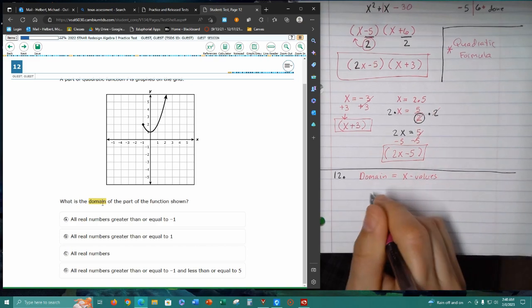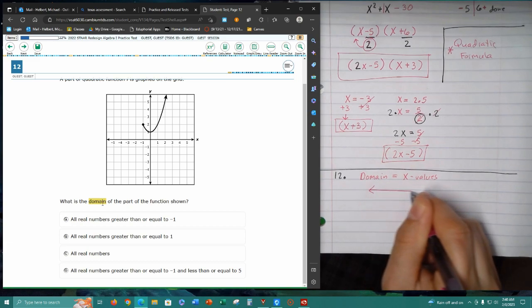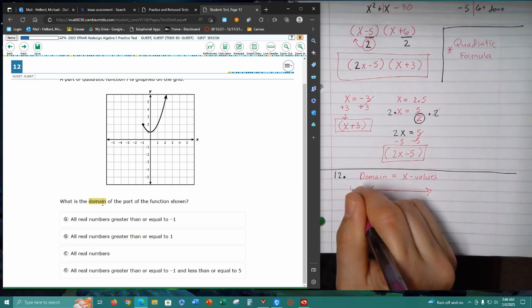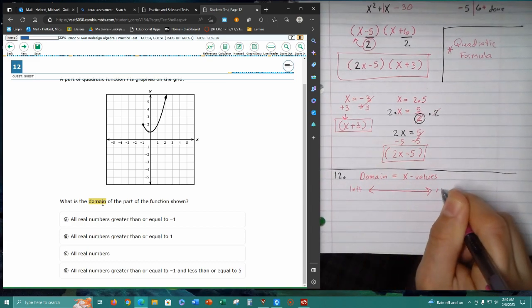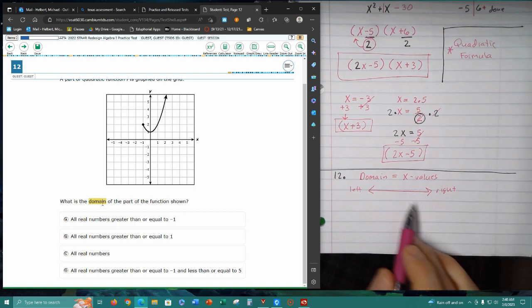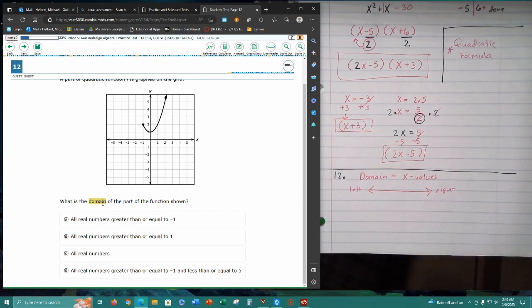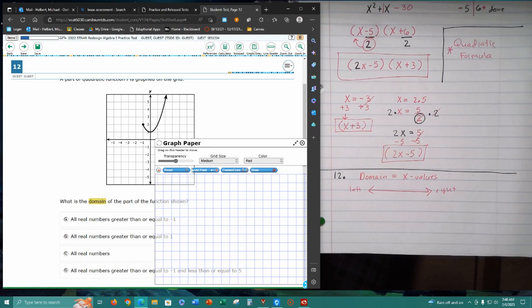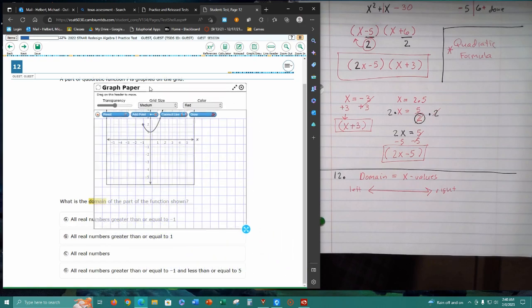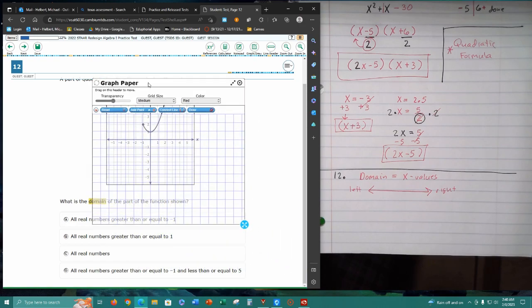In other words, it wants to know how far does your graph go to the left and how far does it go to the right. It doesn't care about up and down, just left and to right. So let's go ahead and take a look here. If I wanted to, you could put graph paper over here. I like how they have this option here.